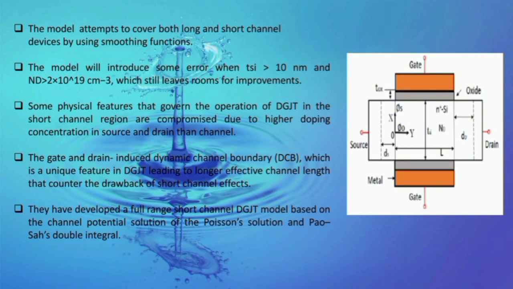Some physical features that govern the operation of the double gate junctionless transistor in the short channel region are compromised due to the higher doping concentration in the source and drain than the channel. The gate and drain induced dynamic channel boundaries, which are a unique feature in the double gate junctionless transistor, lead to a longer effective channel length that counters the drawbacks of the short channel effects. They have developed a full range short channel double gate junctionless transistor model based on the channel potential solution of the Poisson equation and Poisson's double integral.